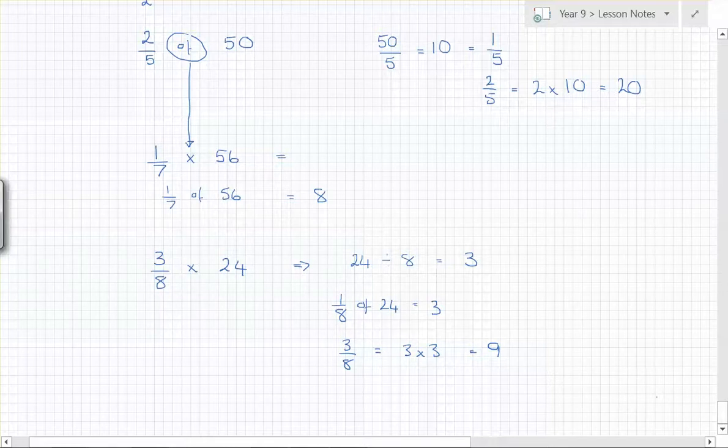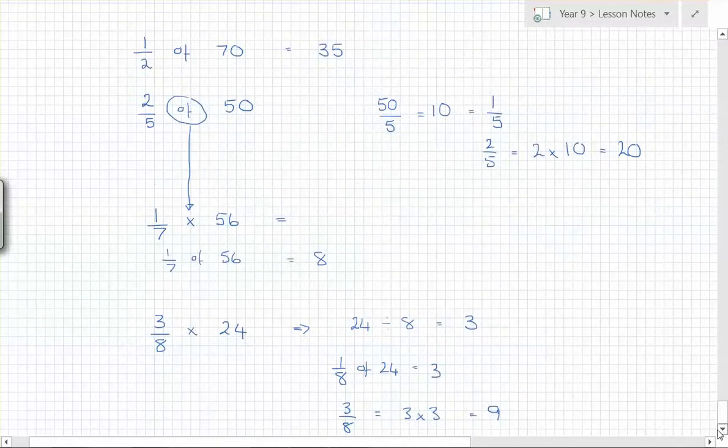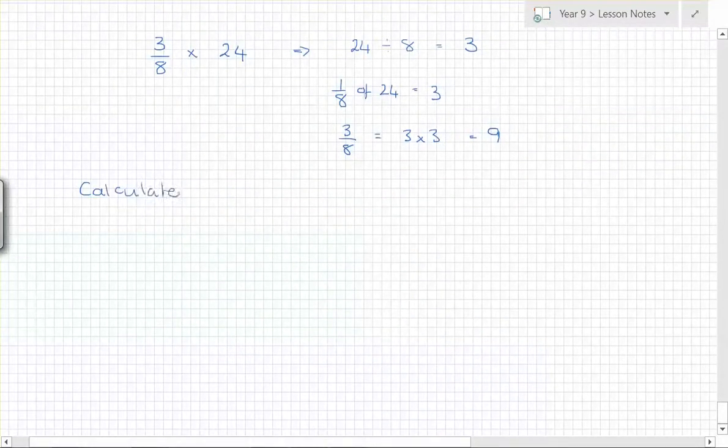Okay. So what we need to do is go back to calculating a percentage increase or decrease. Well, let's first of all, if I said to you, calculate 20% of 60.